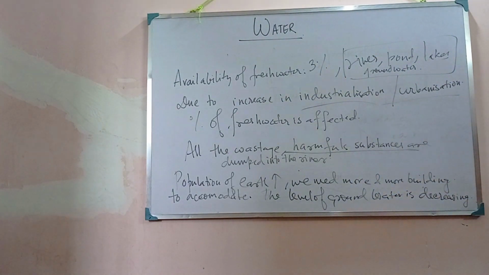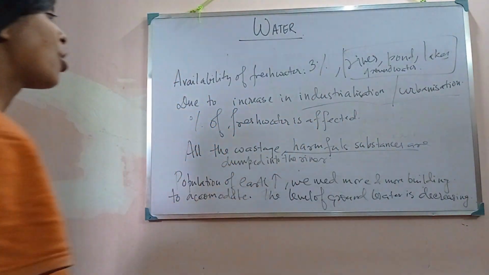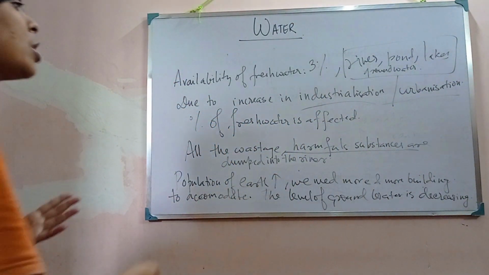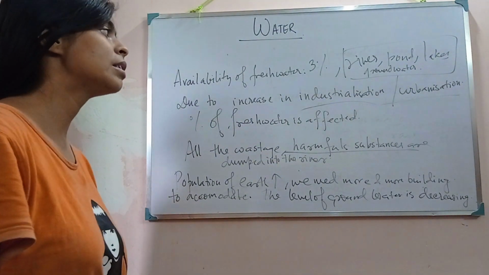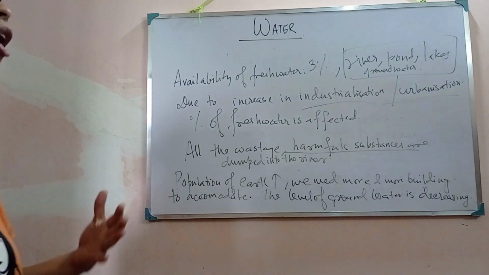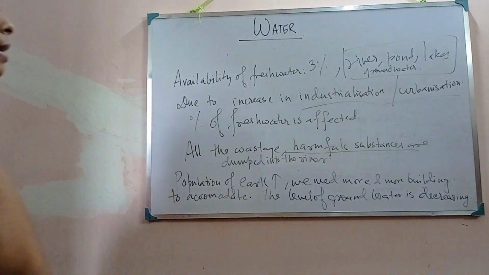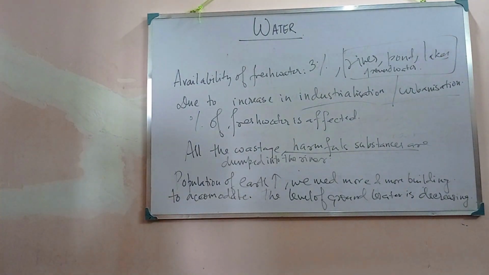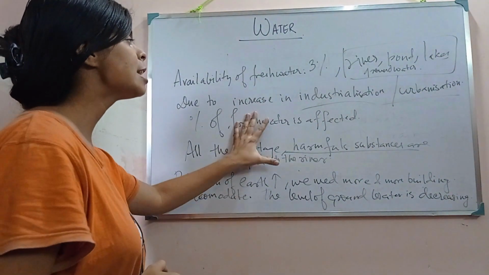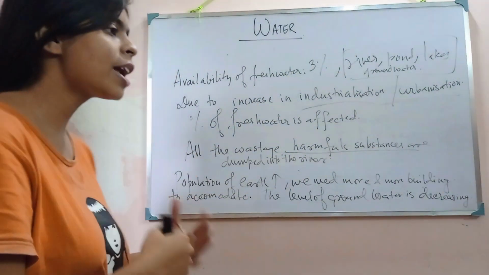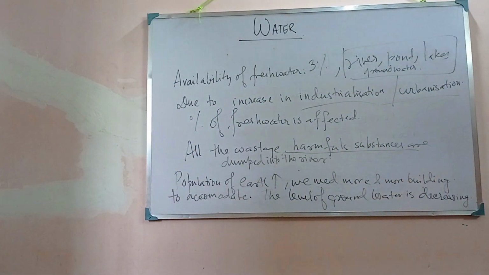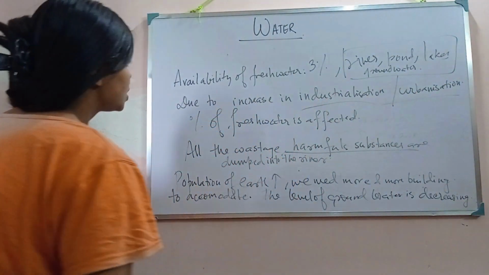So we have seen how the percentage of fresh water is affected due to industrialization and urbanization, and also because as we are advancing, we are using more and more instruments that affect our environment. Now, here comes a question: what should we do? What should we do to maintain this percentage? What should we do to conserve the water, the fresh water which we can use for various purposes and which we can drink?